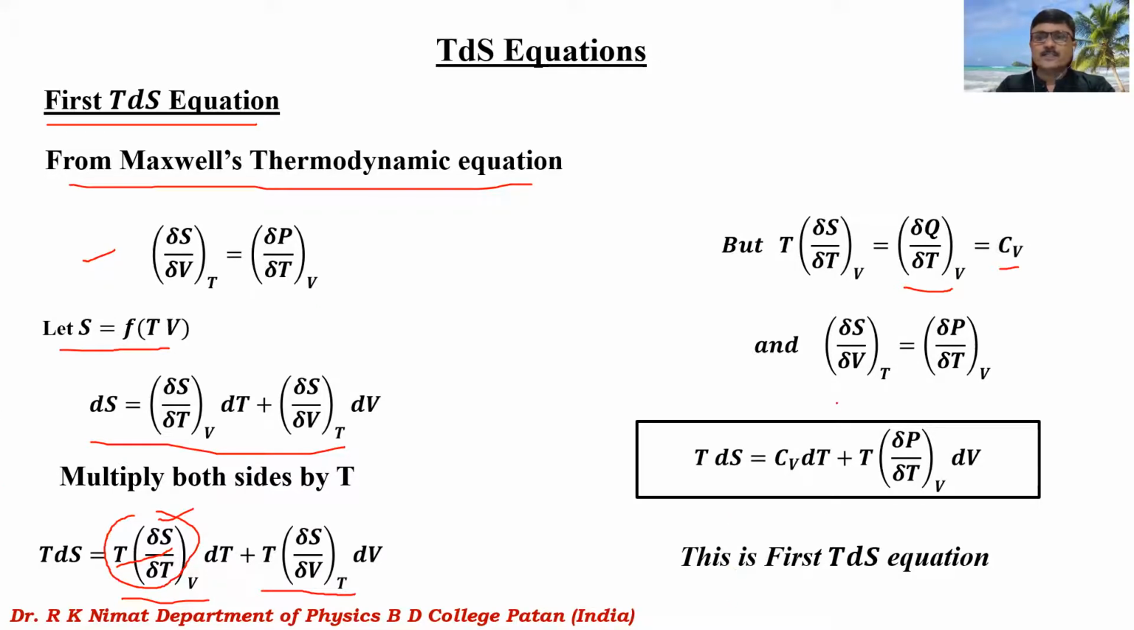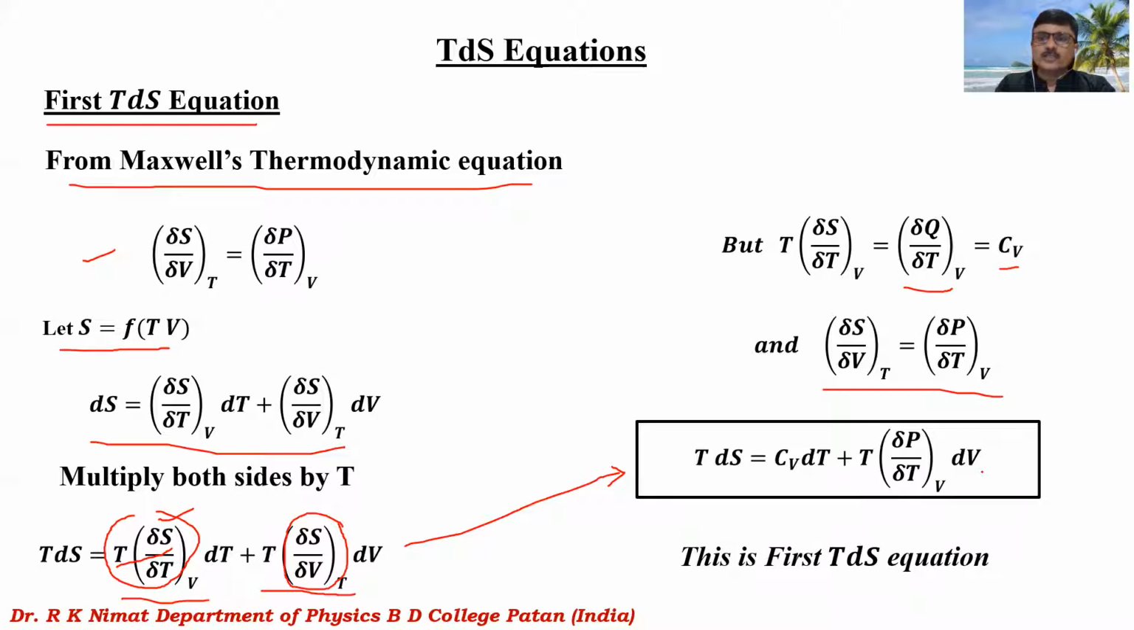Using Maxwell's thermodynamic relation, we know that delta S by delta V at constant T is equal to delta P by delta T at constant V. So we can replace this term delta S by delta V by the thermodynamic relation delta P by delta T at constant V, so that we get the equation T dS is equal to CV dT plus T into delta P by delta T at constant V into dV. So this is the first TdS equation. This equation is called the first TdS equation.